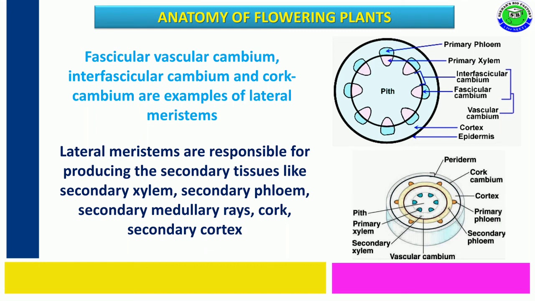So the primary meristem is helpful for primary growth to form the primary body in plants, and lateral meristem or secondary meristem helps to perform secondary growth to increase the girth of the main stem and root, which is called secondary growth.